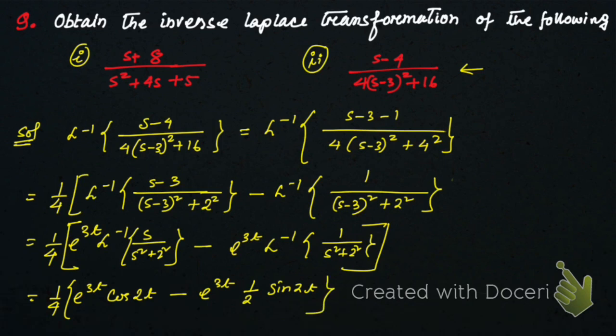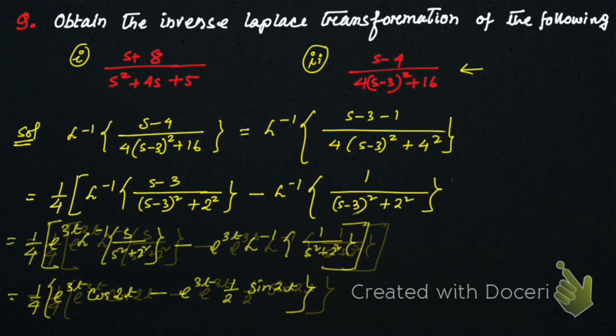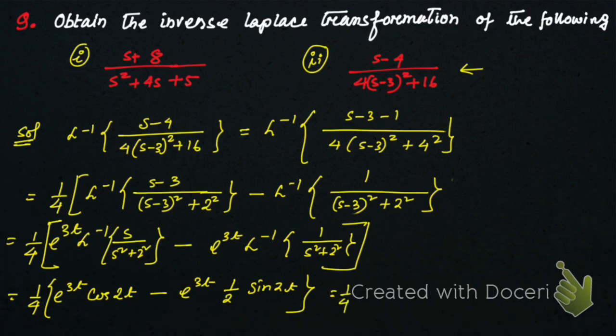So hope you have understood. Now if you multiply the 1 by 4 with both the terms, then your result will be, so here the answer is going to be 1 by 4 e to the power 3t cos 2t. You can keep the answer this way as well, or you can write it this way, e to the power 3t into 1 by 8 sin 2t. So this is your answer. That's how we can solve. So hope you have understood this.